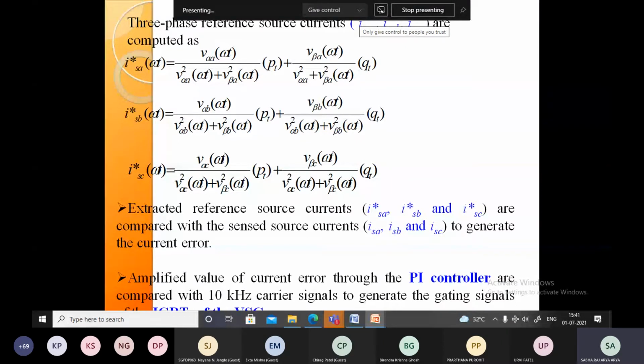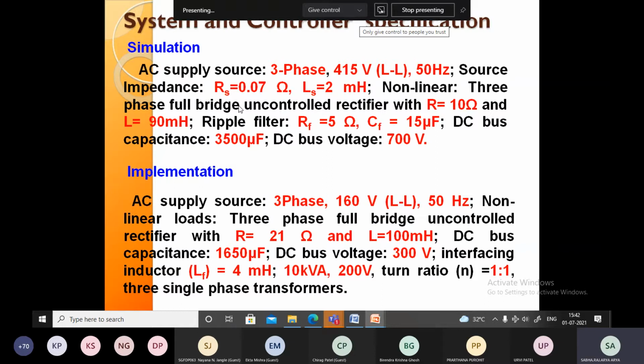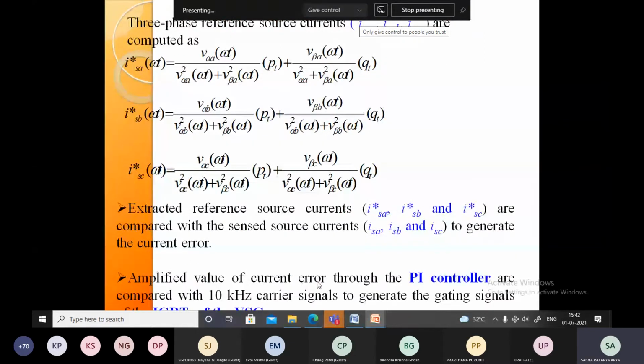After that, extracting the reference active current, the reference source currents ISA star, ISB star, ISC star are compared with the sensed source currents ISA, ISB, ISC to generate current errors. The current errors are amplified by the PI controller and compared with a 10 kilohertz or 5 kilohertz carrier signal. Based on that, you can decide the switching frequency.